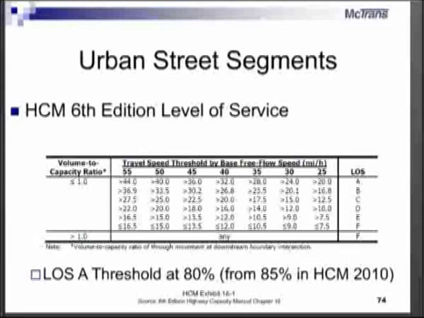This is the restructured table, and I'll just make one point here. If you look at 50 mile per hour base free flow speed and the level of service A row, you see that's 40 compared to 50, which is 80%. That used to be 85%. But if you look at the second one, 33.5 is 67% of 50, and in the 2010 manual that was 67%. So it's only the AB threshold that changes, and essentially the structure of the table.